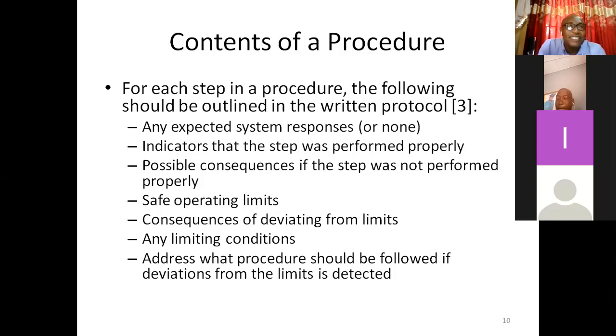So if there is a deviation from the procedure, what should we do? Those things should also be in our standard operating procedure. Our standard operating procedure should not be just circumstance. Somebody carried a gun into the bank. Immediately, arrest him. No. There must be, if there is a deviation, what should we do?